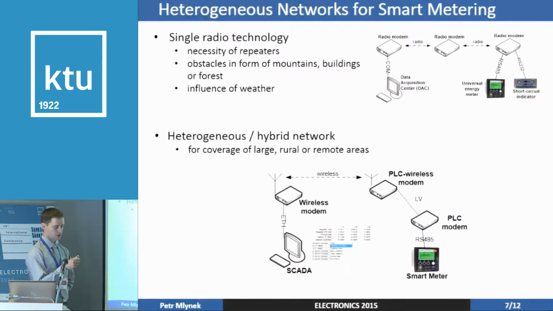Therefore, a single radio technology for the smart metering or smart grid issue is, in our opinion, a problem, because there is a necessity of repeaters, and there are obstacles in the form of mountains, buildings, forests and so on. And also there is a big influence of the weather. Therefore, we propose a heterogeneous hybrid network for covering large rural remote areas, which consists of power line communication and wireless.